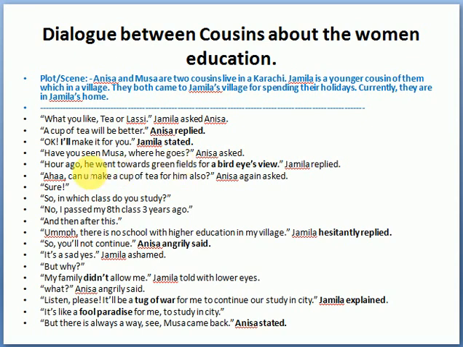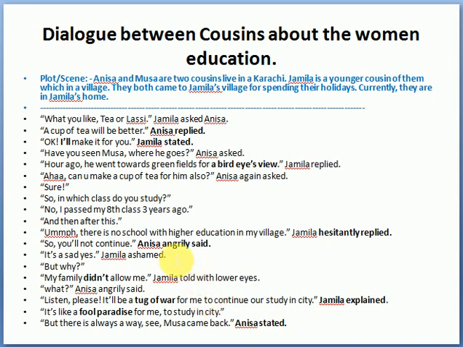The thing noticeable over here is the use of contractions, which is also a very significant and important marker of spoken interaction. Okay, I'll make it for you. It's not I will make it for you. Rather, this is I'll make it for you, and then didn't. So the use of the contractions, and then the use of the different dialogue tags like replied, stated, explained.